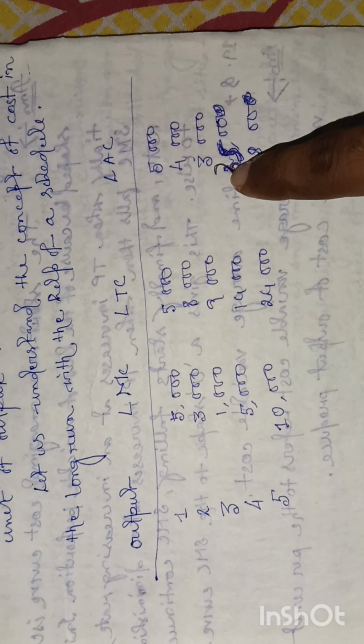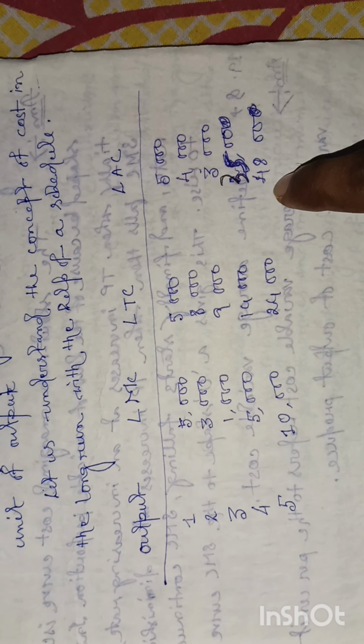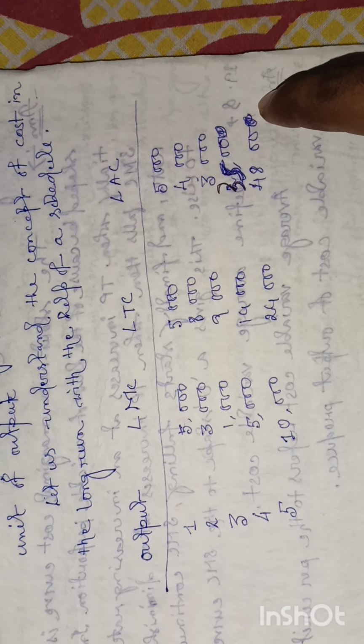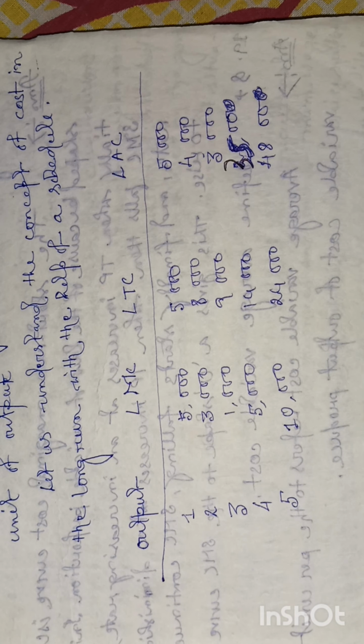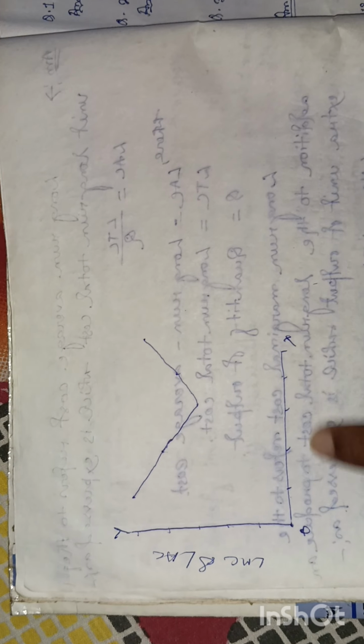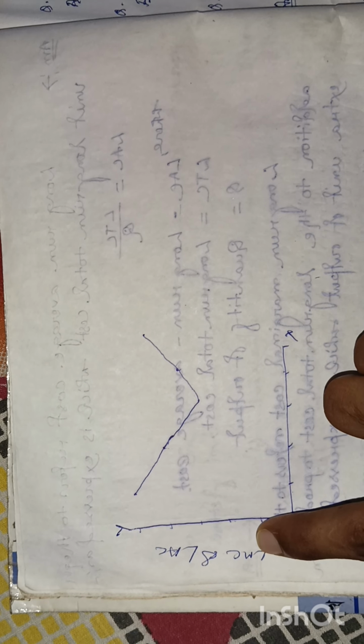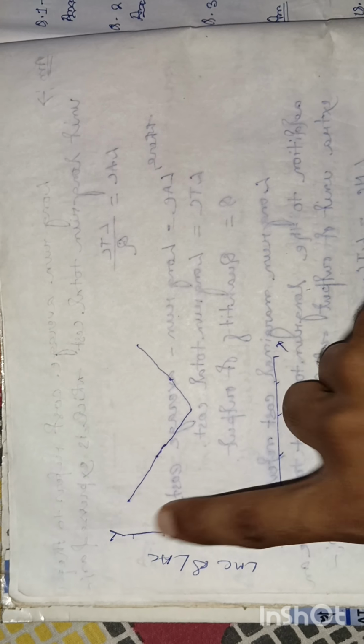Output, LMC, LTC, LAC. 3,500, 4,800. This diagram shows LMC and LAC.